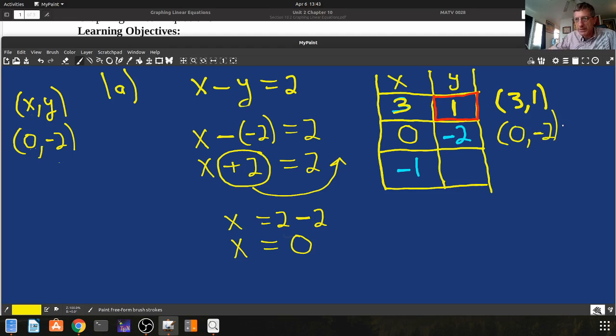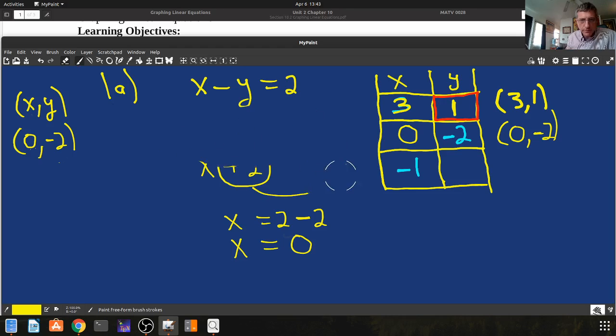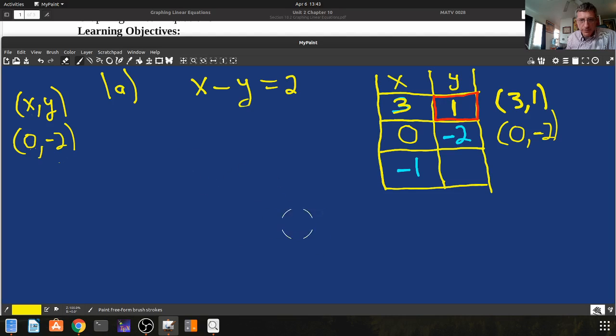I'm going to jot these down because I'm going to plot them. We're going to plot them in just a second and verify that each one of these points makes up a line. So the last thing we're going to do for this particular problem, not the last thing we're going to do in this exercise, is the last row.